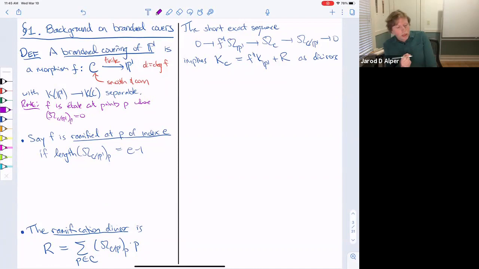And so this relative sheaf of differentials controls where the map is not étale, namely where it's ramified. And we say that f is ramified at a point P of index e if the localization of the sheaf of differentials at P has length e minus one.